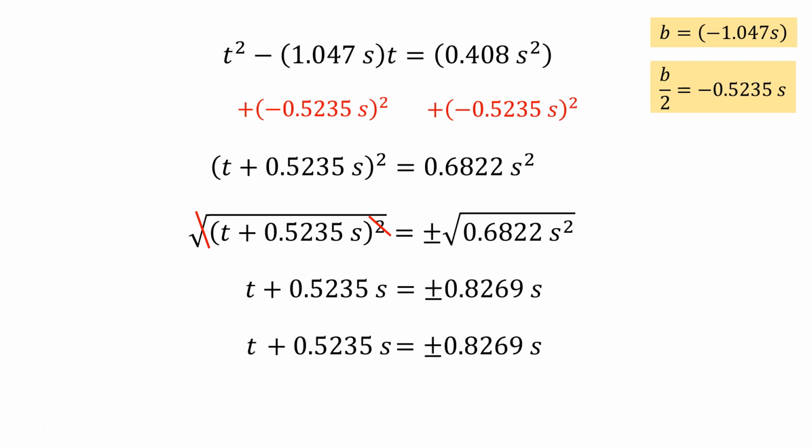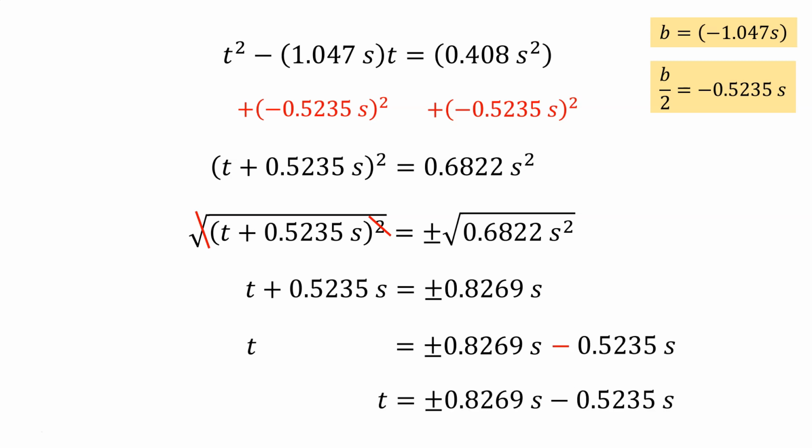We move the constant term to the right-hand side, and when it arrives there, it becomes negative. We solve for t and get plus or minus 0.8269 seconds minus 0.5235 seconds. We write out the solutions and evaluate them. The first solution is t equals 1.35 seconds.